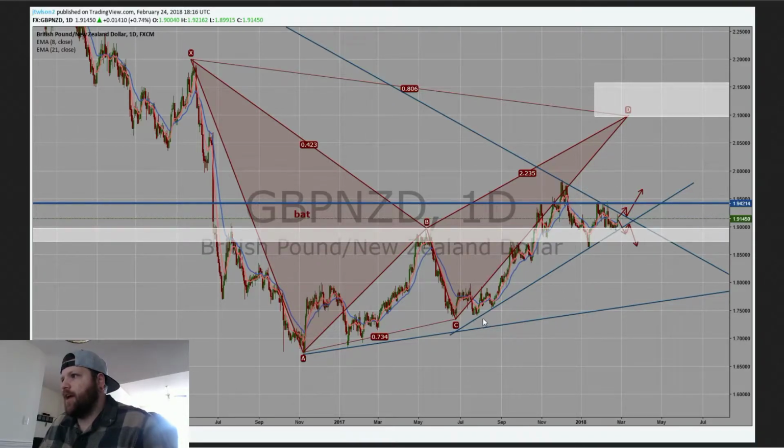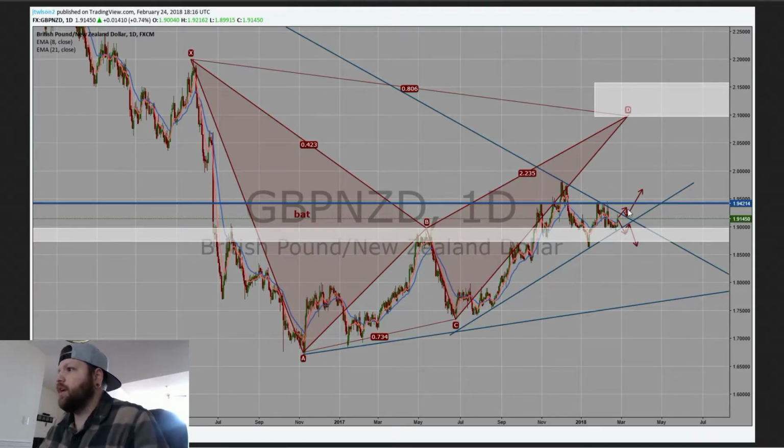So you'll notice that I added another trend line to the daily time frame, creating this wedge that it has to break out of, either to the upside or the downside. So price will do that this week. I'm confident of that. We're just waiting for which side it's going to break out of.